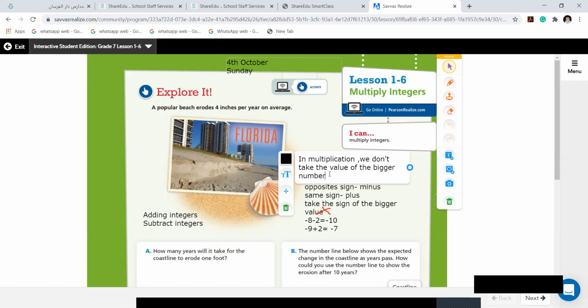That doesn't mean that I take the value of the smaller number. I will teach you what we take. In multiplication, we don't take the value of the bigger number. Did you all note it down? Okay, let me start the lesson now.